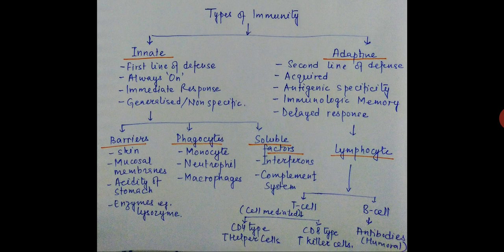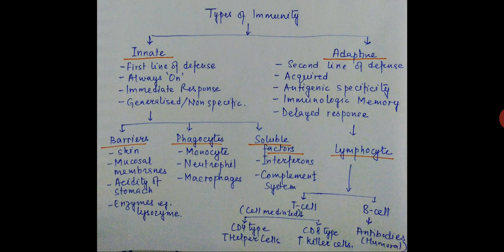Innate immunity is the inborn immunity. It provides the first line of defense. It is present in the body before the onset of infection, so it is not specific to a particular pathogen. Major components of innate immunity are barriers, phagocytes, and soluble factors.